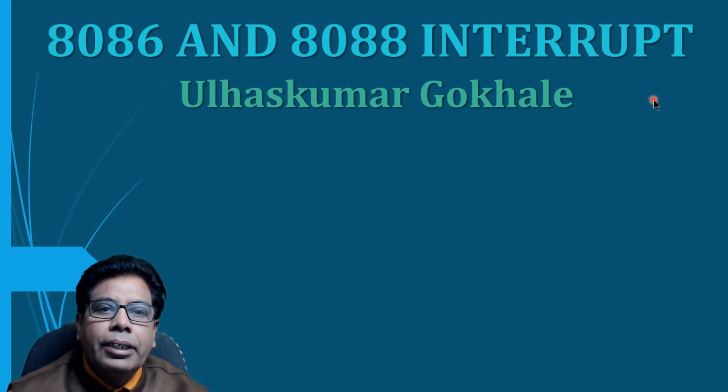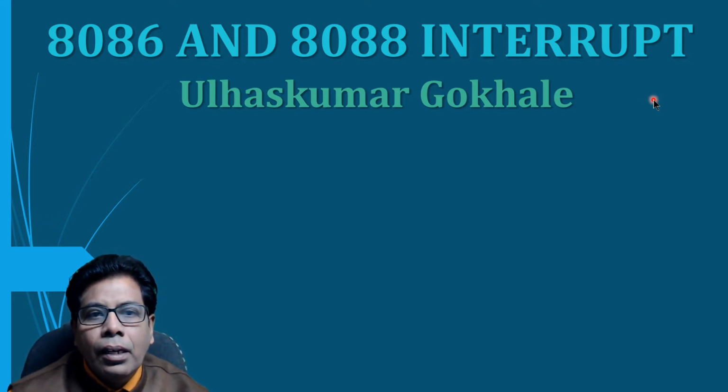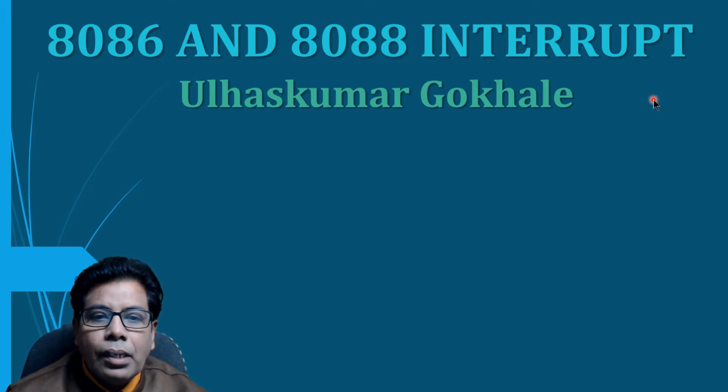8086 and 8088 interrupt. 8086 and 8088 processors are compatible with each other and they have a simple and versatile interrupt system. Every interrupt is assigned a type code that identifies it to the CPU. The 8086 and 8088 can handle up to 256 different interrupt types.